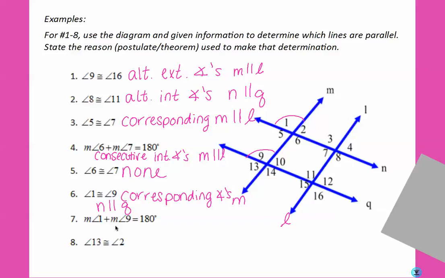Our next statement says that 1 and 9 are supplementary. Well, those are not consecutive interior angles, so there's no lines that can be proven parallel there. And finally, we're looking at 13 and 2. If they're congruent, the lines are parallel because those are alternate exterior angles. And those prove that N and Q are parallel as well.